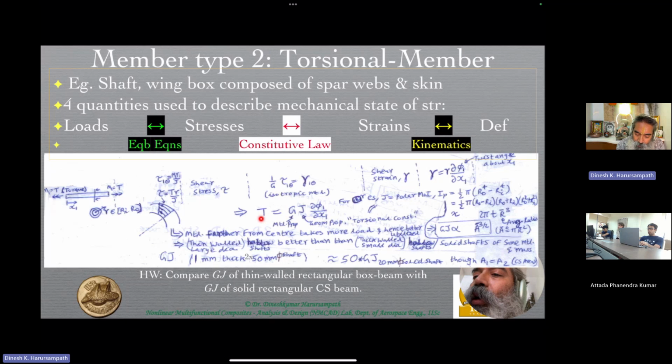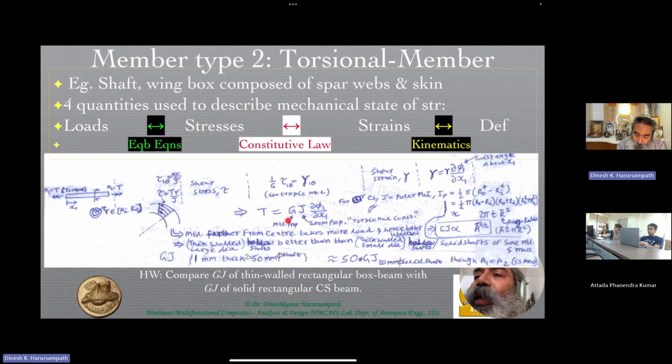And instead of the torque, we had the force F1 acting along the length of the bar, or bar column in that particular case. In this case, it's a shaft. So once again, it's along x1, but it's not a force but a moment, which we call the torque, and therefore written as T.